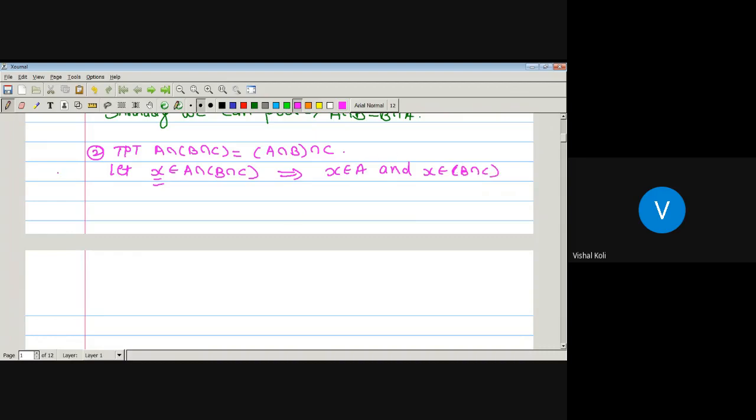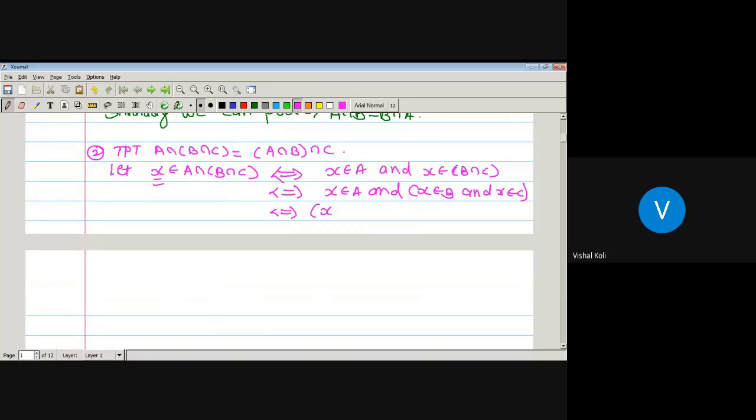Okay, since x belongs to A intersection (B intersection C), which implies x belongs to A and x belongs to B intersection C. And if x belongs to A and x belongs to B intersection C, then it again belongs to A intersection (B intersection C). Therefore, again it is an if and only if statement, which is nothing but x belongs to A and x belongs to B and x belongs to C. Since x belongs to B intersection C, which implies x is a member of both the sets B and C. Therefore, this can be written as x belongs to A, it belongs to B, and it belongs to C.